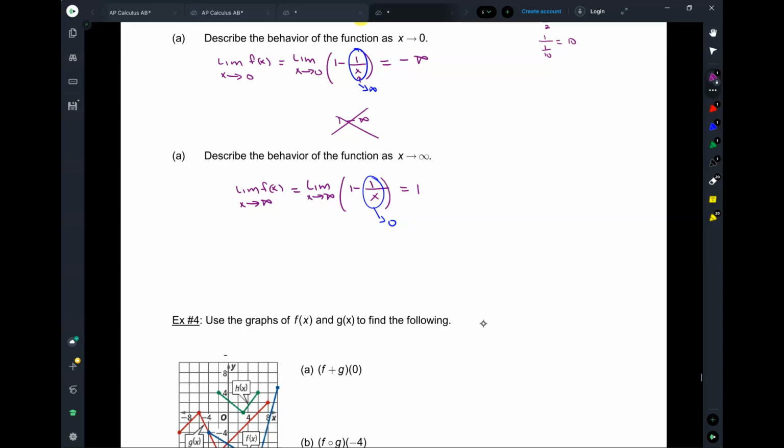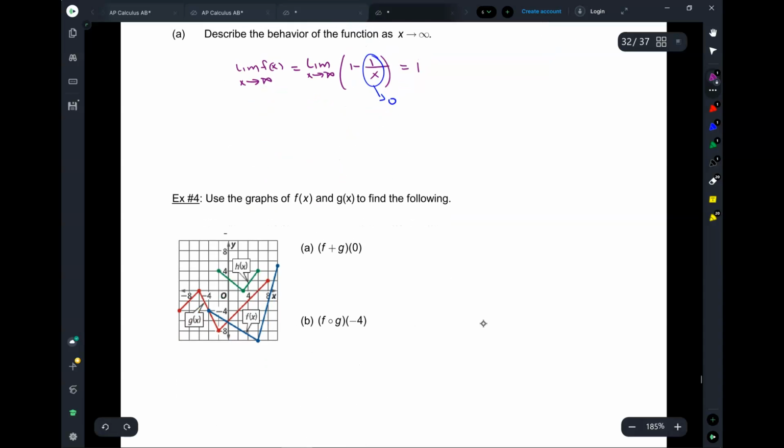So imagine 1 divided by something. Imagine you've got 1 pizza and you want to divide it among 2 people. How much does each get? And then imagine you've got 1 pizza and now you want to divide it between like 1,000 people. How much does each get? Practically 0.